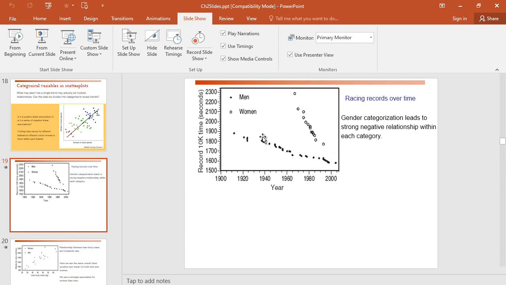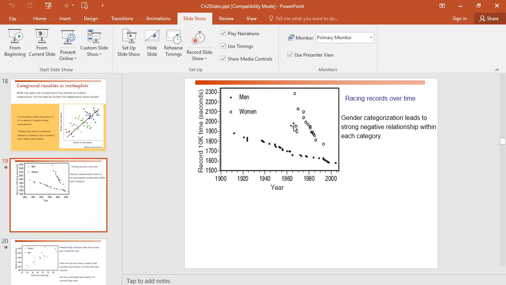By doing so, if we didn't make that distinction, then it may seem like there is no relationship. But within each category, you see that there is a negative relationship. So gender categorization leads here to a strong negative relationship within each category, which wouldn't be clear if we didn't put colors or in some way distinguish the data points for men and women.